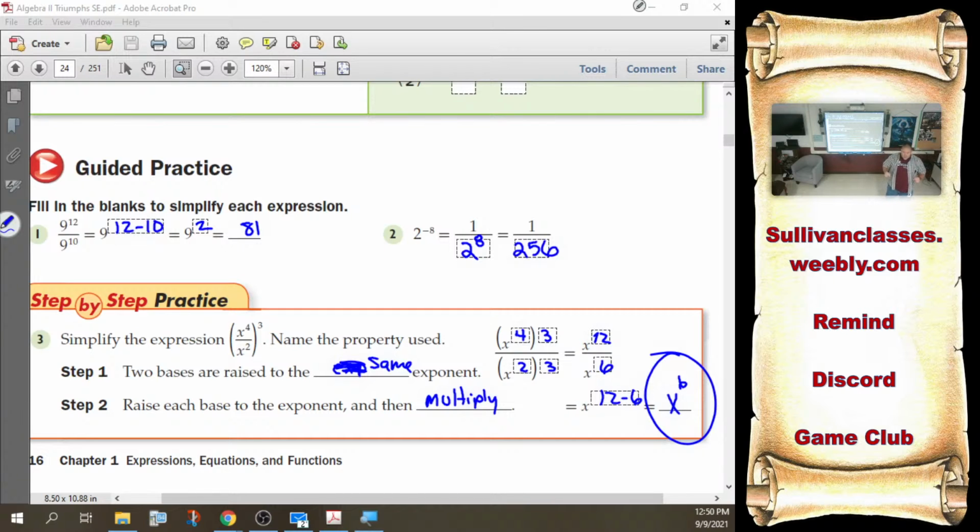Exponents are about repeated multiplication. So that means we're going to start getting multiple ways to do the problem. Check this out. Over here, what if I said x to the 4th over x to the 2nd, all to the 3rd? What if I didn't deal with that 3 yet? Look at what's inside the parentheses. X to the 4th over x to the 2nd. What can I do with that?